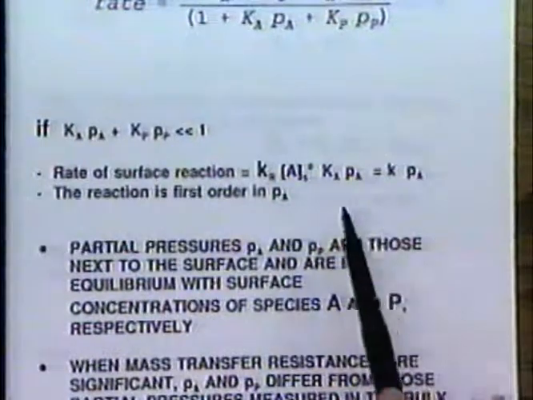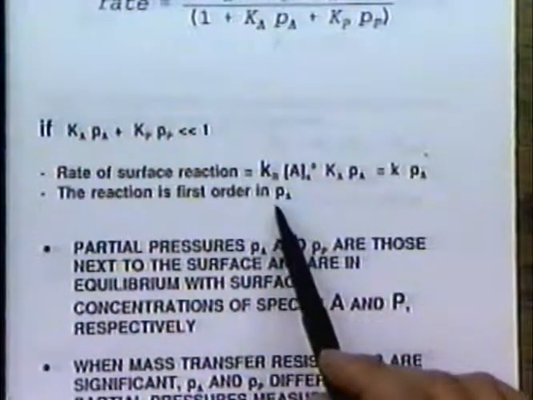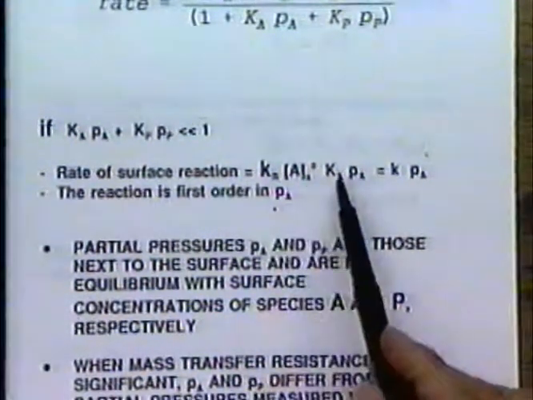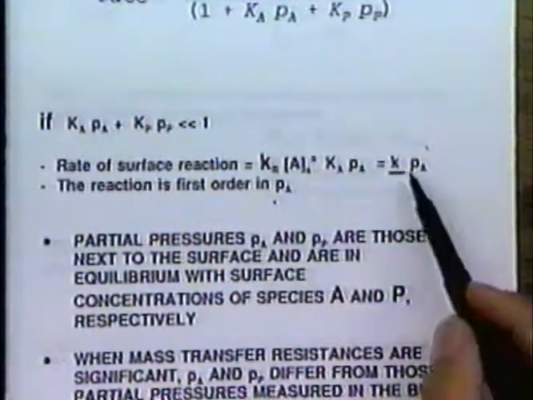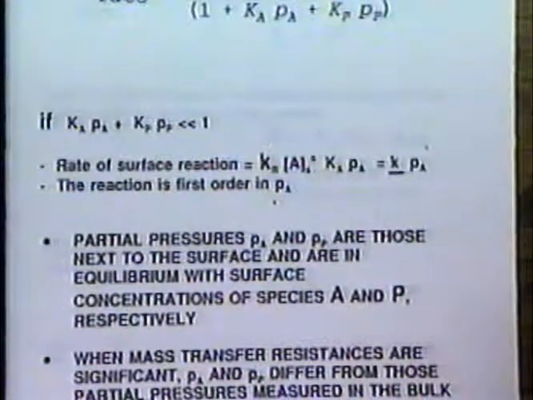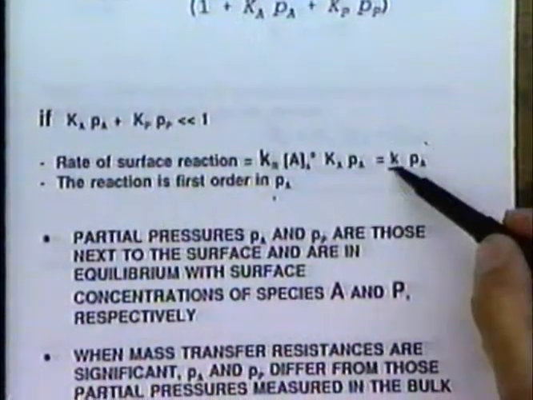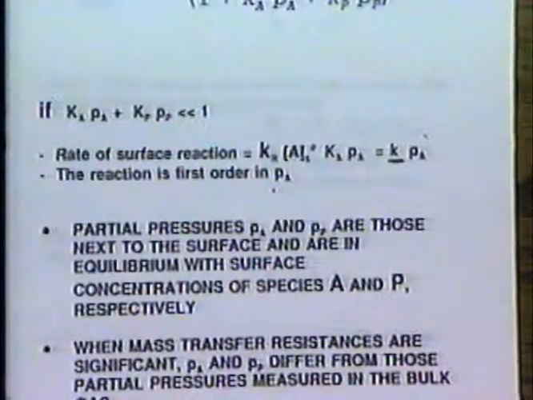Therefore, we have a first order reaction in partial pressure of A. And we can lump all these three constants into a rate constant K. In this way, we obtained a first order rate constant in the partial pressure of A for our system. This K includes the rate parameters for adsorption and desorption.